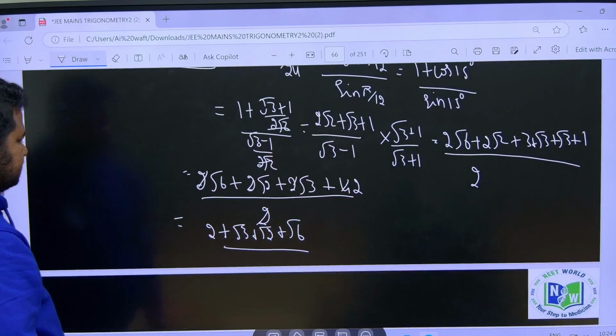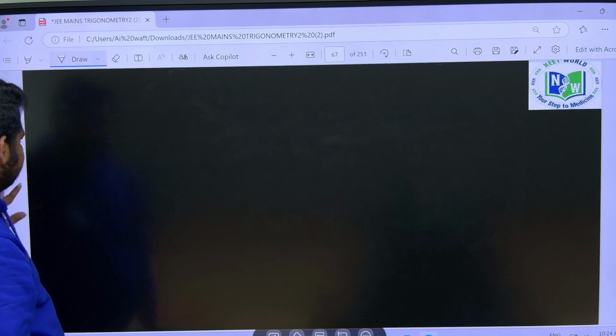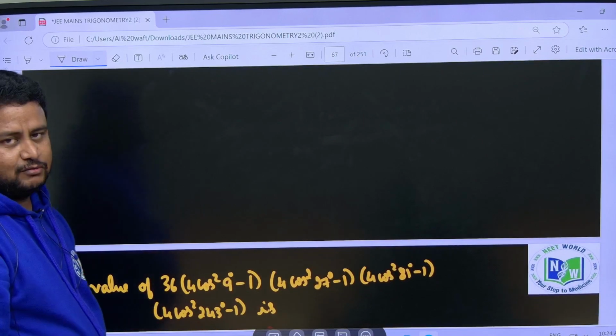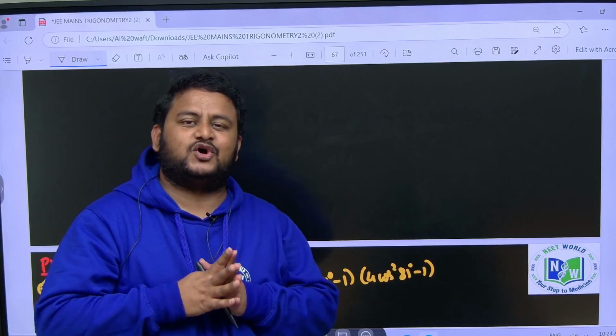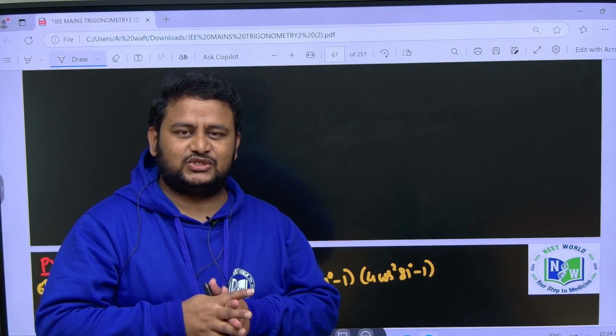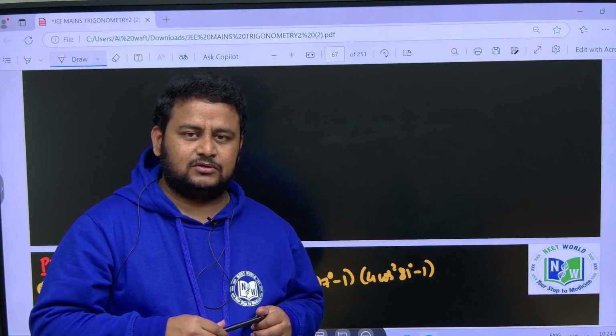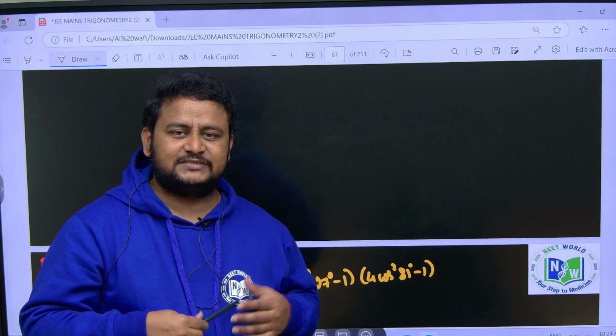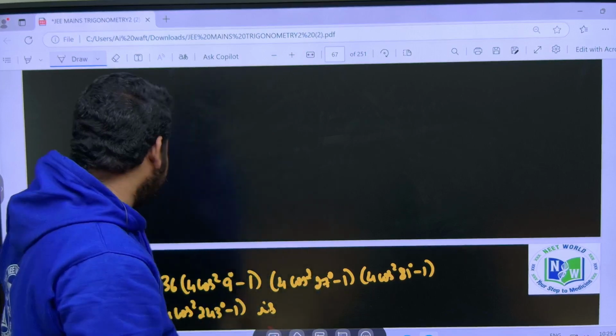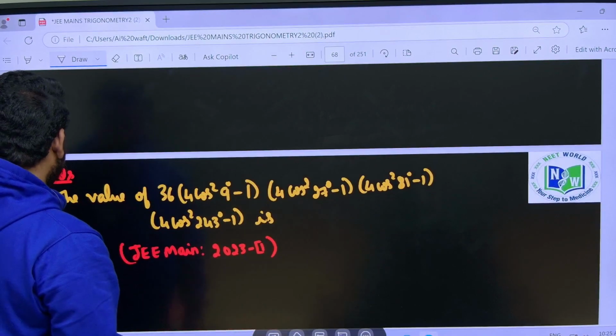Got it, friends? It may appear tricky, but it is easy if you know the value. I am repeating again: cot theta is equal to 1 plus cos 2 theta divided by sin 2 theta. You have to remember this. Fine. Now PYQs, one of the PYQs is based on this.